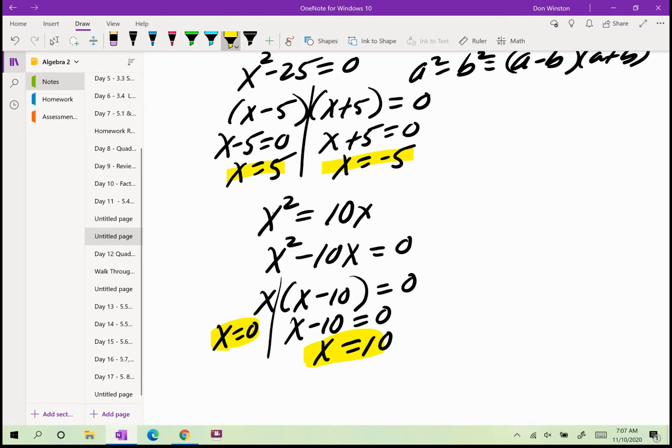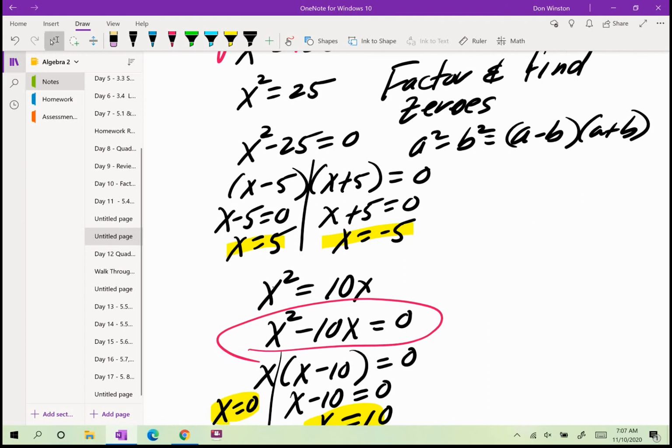All right, so again, make sure you factor to find the zeros. Set one side equal to 0, and then factor. Factor to find the zeros. Make sure you do that.